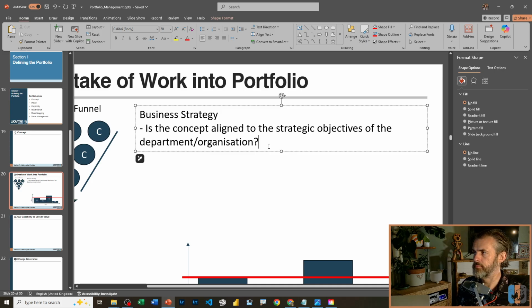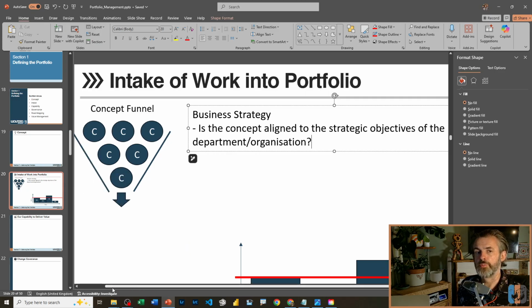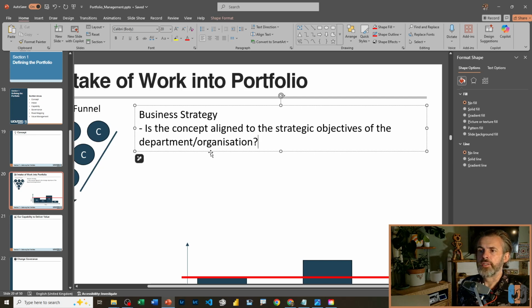Better's a difficult word, probably the wrong word. There are other things in the concept funnel that should be taking our attention, that are aligned to the objectives of the business. So it's a very, very simple question, very black and white. Is the concept aligned to the strategic objectives of the department or the organisation? Yes or no? And there may be some grey in there.